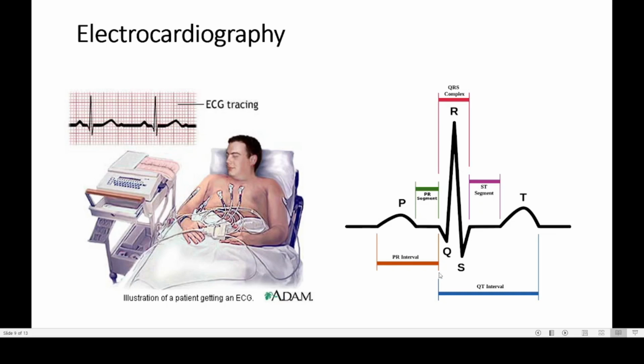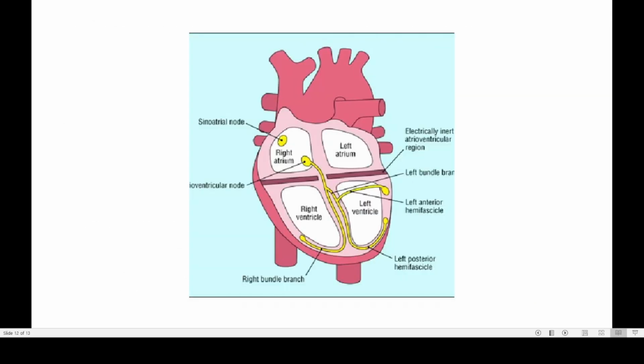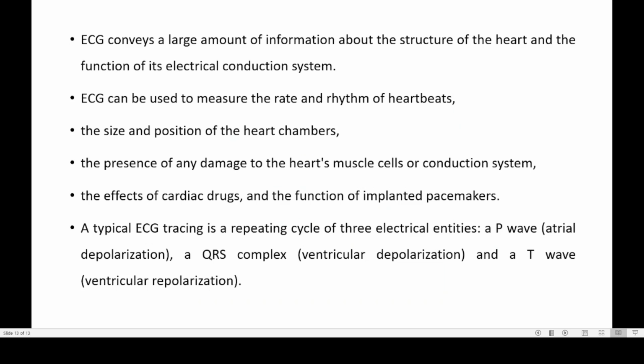Similarly, there are other parameters like the PR interval, the time taken from this point to this point. Other is the PR segment, then the QT interval, then the ST interval, then the width of the QRS. All these are important. They will be showing in the different conditions of the heart. So ECG can be used to measure the rate and rhythm of the heartbeat. That is the primary function of the ECG.